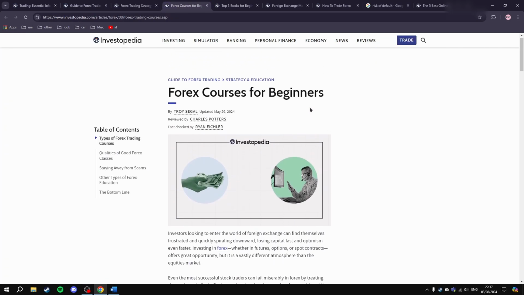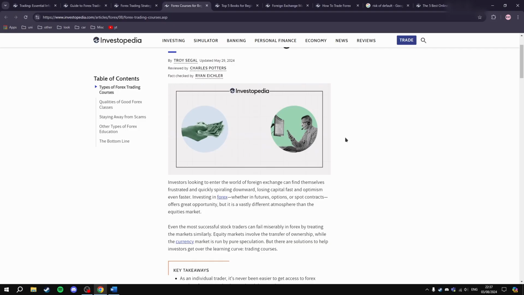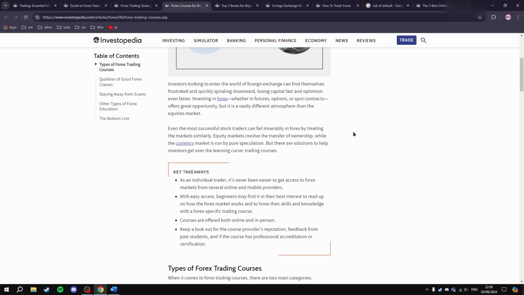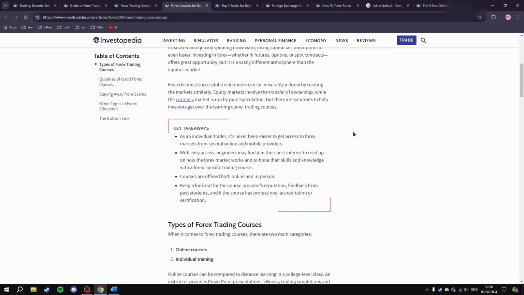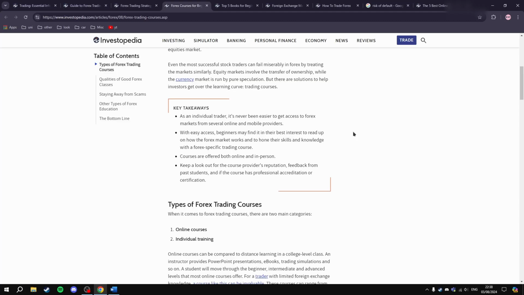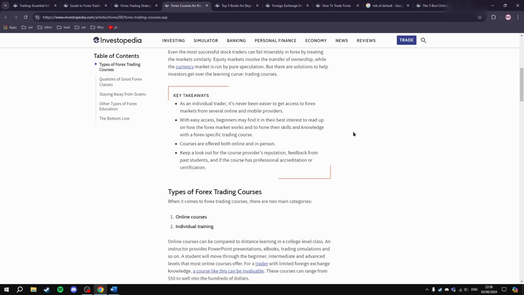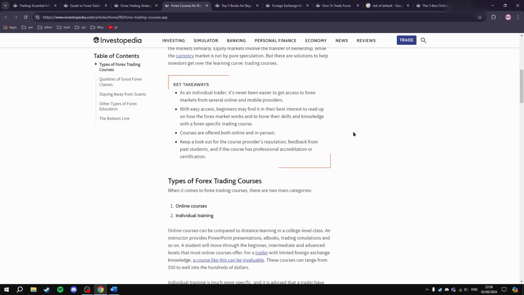Forex courses for beginners. Investors looking to enter the world of foreign exchange can find themselves frustrated and quickly spiraling downwards, losing capital fast and optimism even faster. Investing in Forex, whether in futures, options or spot contracts, offers great opportunity, but is a vastly different atmosphere than the equities market. Even the most successful stock traders can fail miserably in Forex by treating the market similarly. Equity markets involve the transfer of ownership, while the currency market is run by pure speculation. But there are solutions to help investors get over the learning curve.